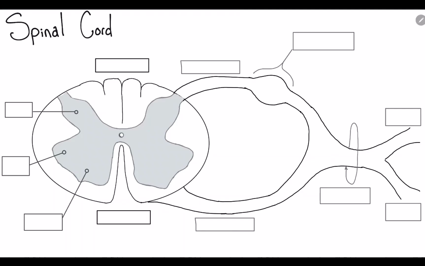By the end of this, you should be able to understand the path of motor and sensory neurons as they exit and enter the spinal cord. So what we can see in front of us is a cross-section of the spinal cord, which I'm circling in pink.